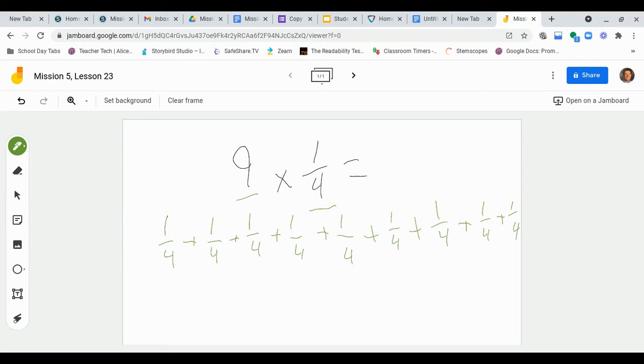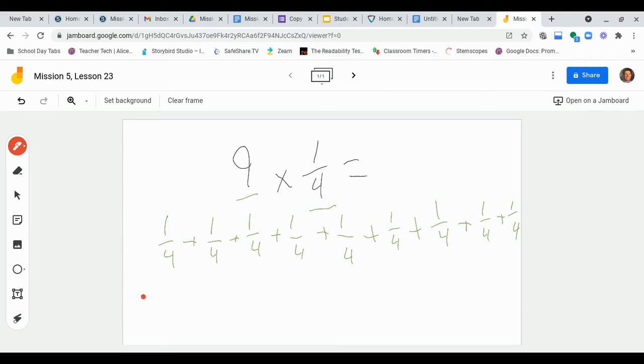Again, that's the same as saying 9 times 1/4, just written as an addition sentence. Now, to figure out how we solve this for today, what we need to do is look at our fraction, and then we're going to use parentheses to group the fractions. All right? And we're going to group them into wholes. When I say wholes, I mean whole numbers, not like a hole in the ground.